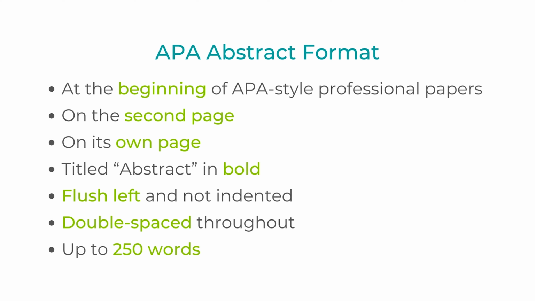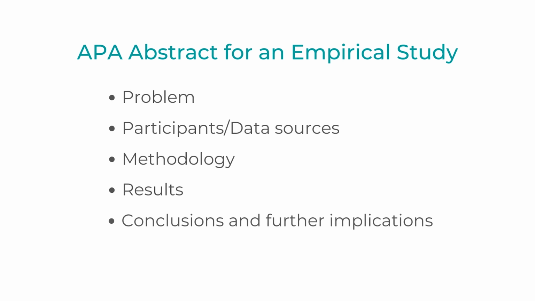These are a few items that will give a glancing reader the impression that you are correctly following APA format for your paper. If your formatting is right, there's a higher chance that you paid attention to getting your content right as well. But speaking of content, let's take a look at what the content will be in an empirical study abstract. The sentences will generally be going over, in order, the problem, the participants or data sources, the methodology, the results, and the conclusions and further implications.